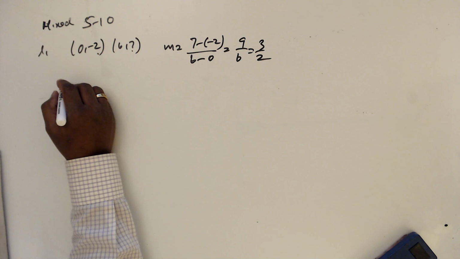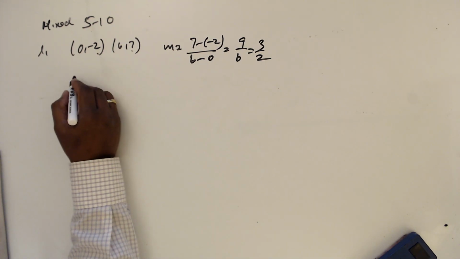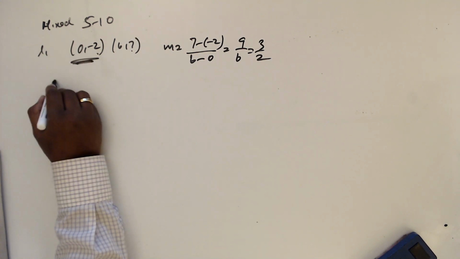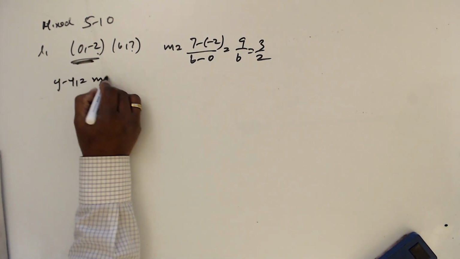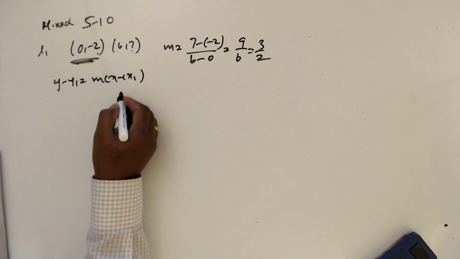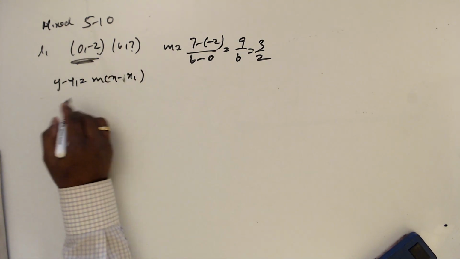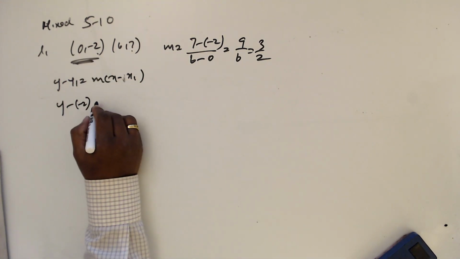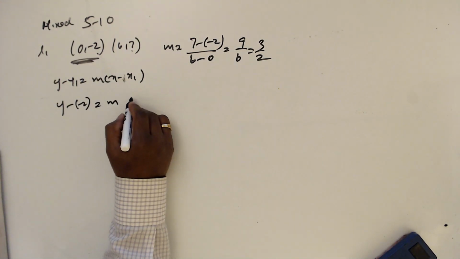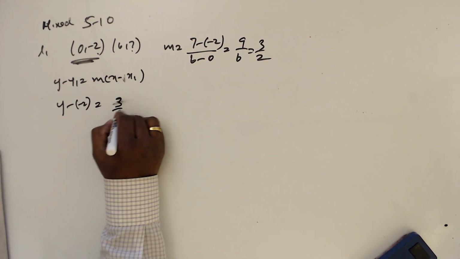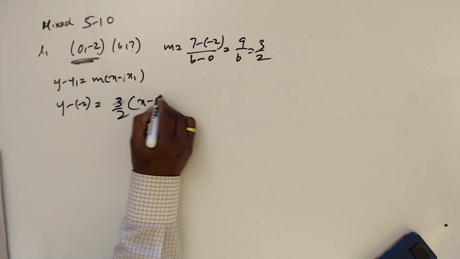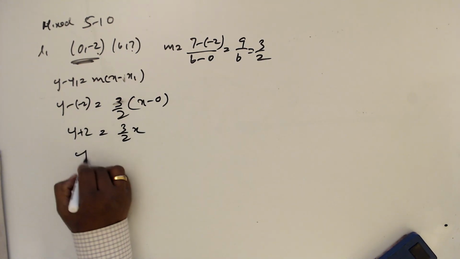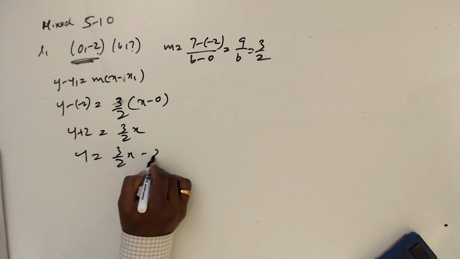Now we write the equation. Now I consider this point: y minus y1 equals m times x minus x1. So y minus minus 2 equals m, which means 3 over 2, times x minus 0. y plus 2 equals 3 over 2 x. y equals 3 over 2 x minus 2.